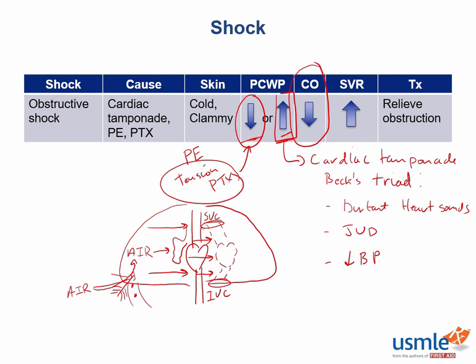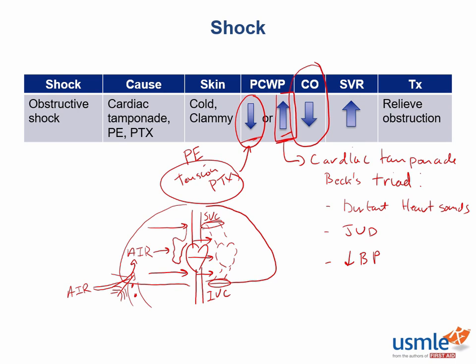Now both in a PE as well as a tension pneumothorax, do you think you would have JVD? Well, the answer here is actually yes, you would. You will see JVD because blood is going to back up prior to entering the pulmonary circuit. And this is either due to the pinched off superior vena cava in a tension pneumothorax resulting in JVD, or due to the blood not being able to leave the right ventricle in a huge PE, which results in JVD.